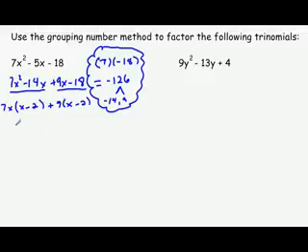Our common binomial factor is now x minus 2, leaving us with 7x plus 9, and so our factorization is complete.